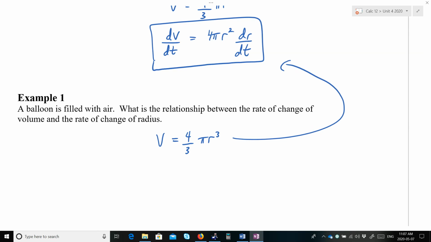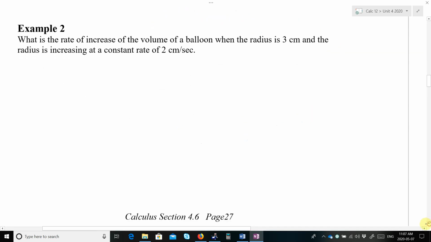with respect to time. Okay, so let's check out example 2. What is the rate of increase of the volume of a balloon when the radius is 3 centimeters and the radius is increasing at a constant rate of 2 centimeters per second? Okay, and so to do this, guys, we're actually going to use this method which is called find, when, and given. And so let's draw a little picture. You have to imagine this is the balloon, and we have to assume that it's spherical.